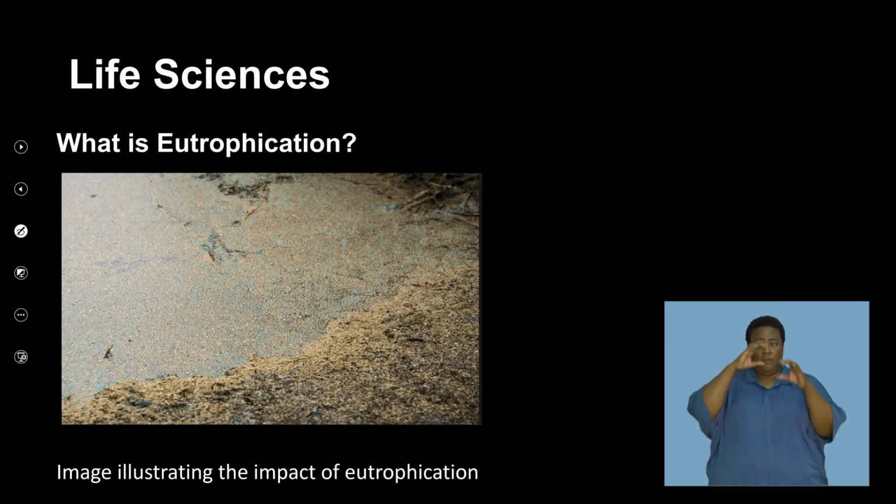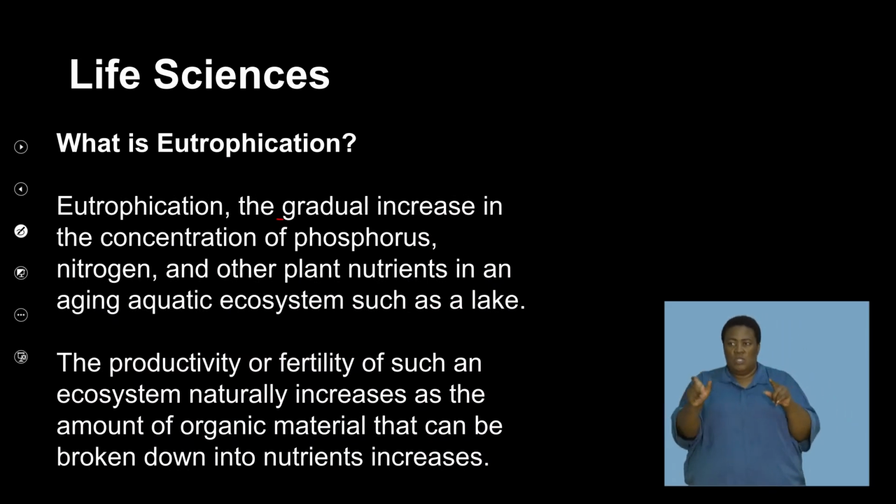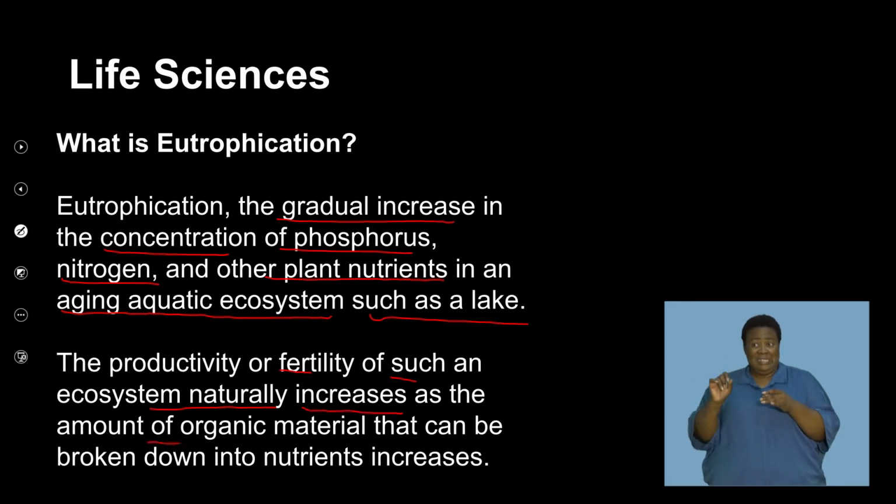Okay, so another concept that we need to look at is eutrophication, and I know that the word sounds a bit complicated. Let's try and unpack the word eutrophication. It's similar to algal bloom, but let's try and understand essentially what eutrophication is. Eutrophication is the gradual increase in the concentration of phosphorus, nitrogen, and other plant nutrients in aging aquatic ecosystems such as lakes. The productivity or fertility of such an ecosystem naturally increases as the amount of organic material that can be broken down into the nutrient increases.